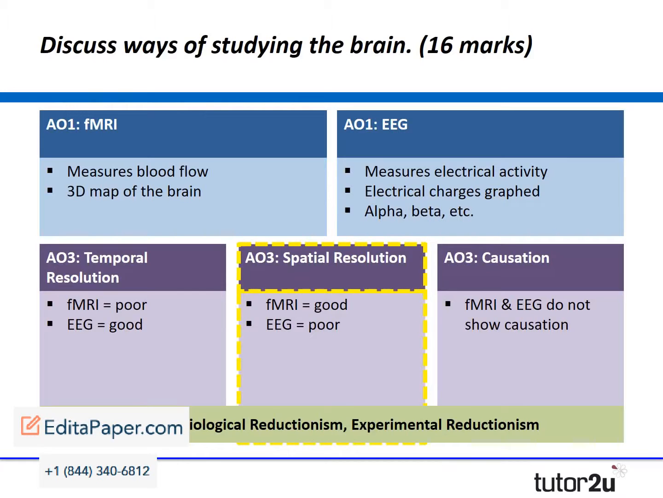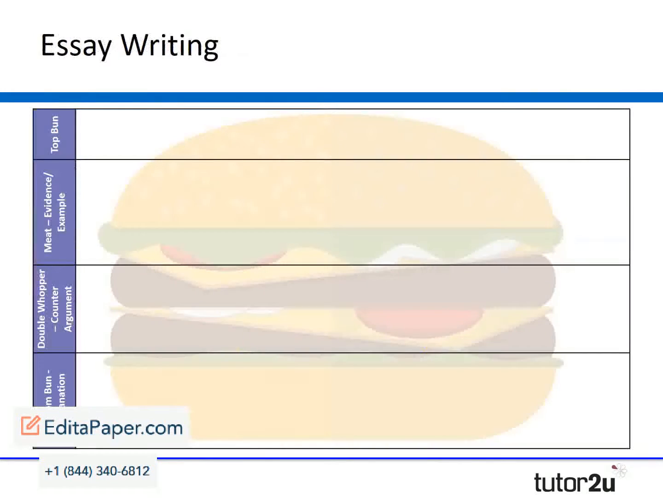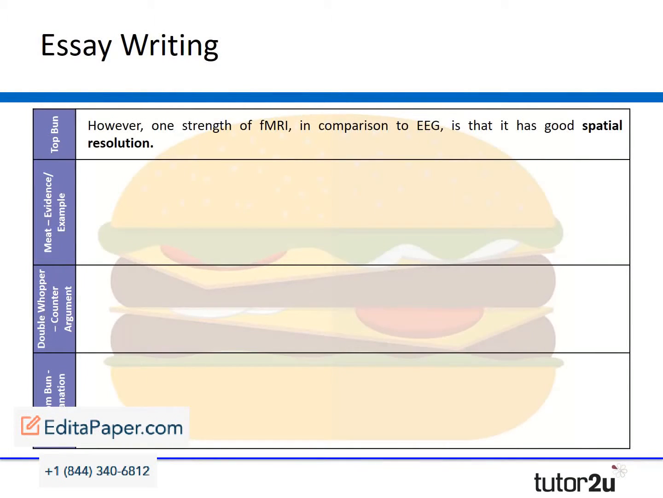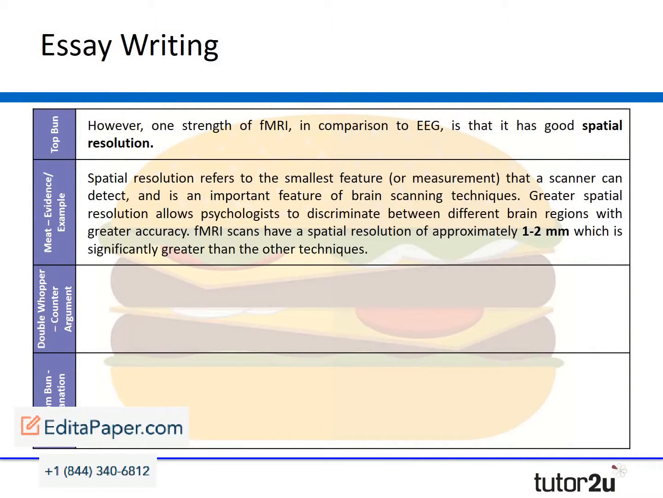This is going to be a strength for fMRI and a weakness for EEG. So here you might say, however, a strength of fMRI in comparison to EEG is that it has good spatial resolution. Spatial resolution refers to the smallest feature that a scanner can detect and is an important feature of brain scanning techniques. Greater spatial resolution allows psychologists to discriminate between different brain regions with greater accuracy.